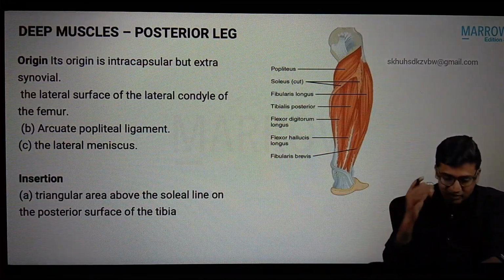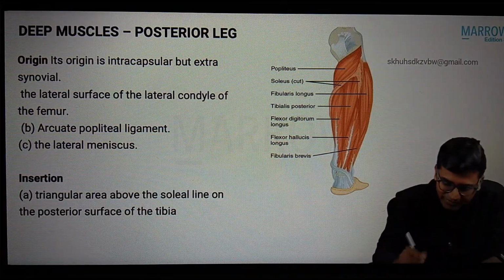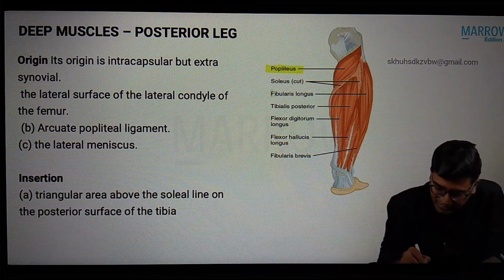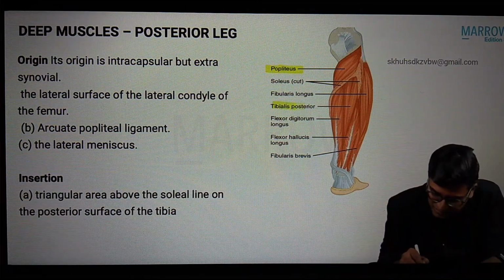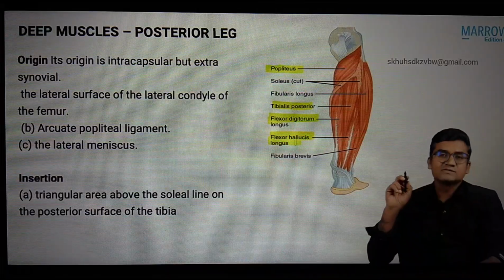That's all about the superficial layer. Next, the deep layer. Now, in the deep layer, we have 4 muscles. What are those? Your popliteus muscle, and then tibialis posterior, flexor digitorum longus, and flexor hallucis longus.